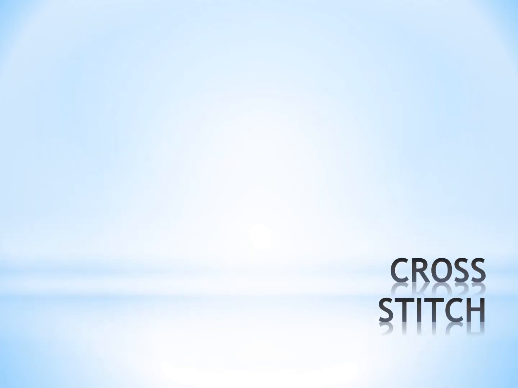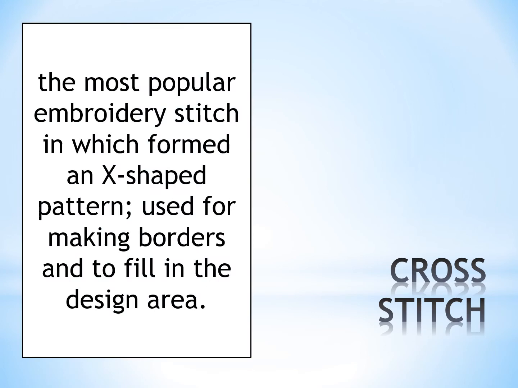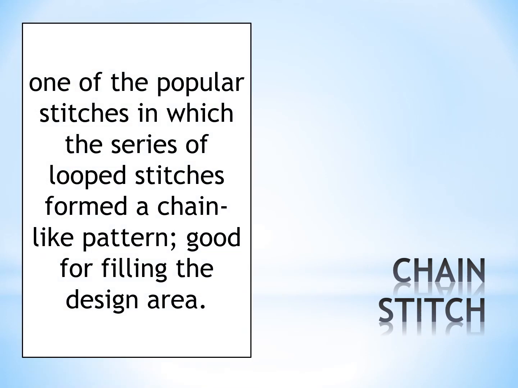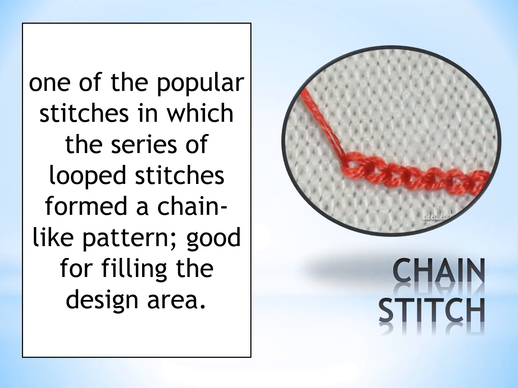Number 3, cross stitch. The most popular embroidery stitch, in which stitches form an X-shaped pattern. Used for making borders and to fill in the design area. Number 4, chain stitch. One of the popular stitches in which a series of loop stitches form a chain-like pattern, good for filling the design area.